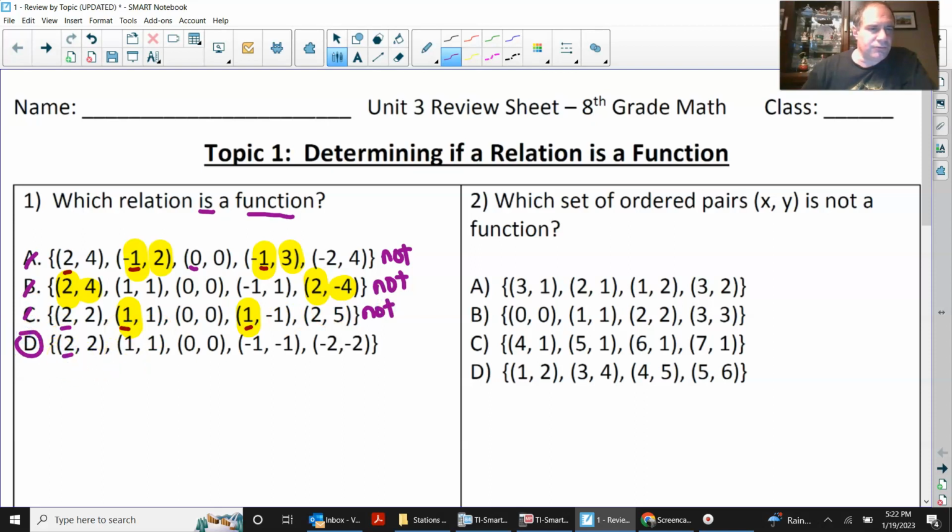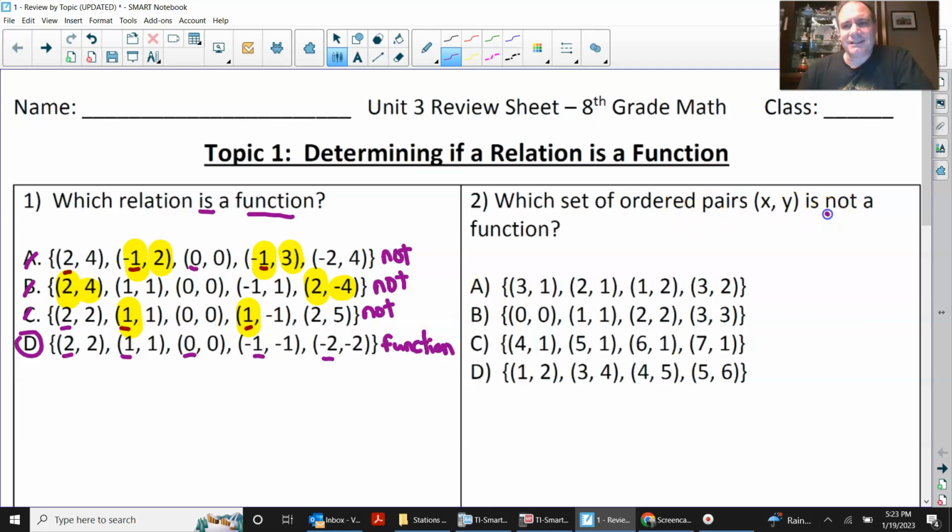So we have 2, 1, 0, negative 1, and negative 2. Doesn't matter what's going on with the y's, just the x's. If the x does not repeat, it's a function. So this is a function. So we are saying that D is the answer.